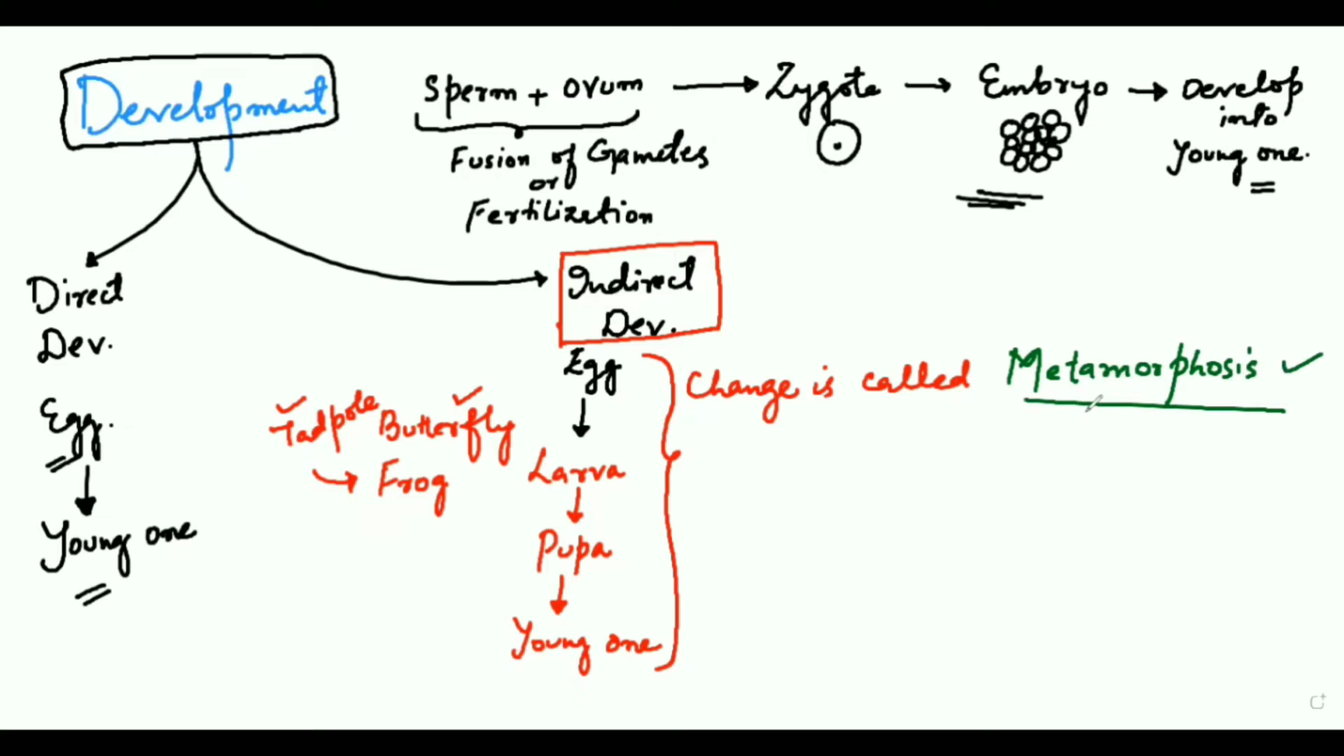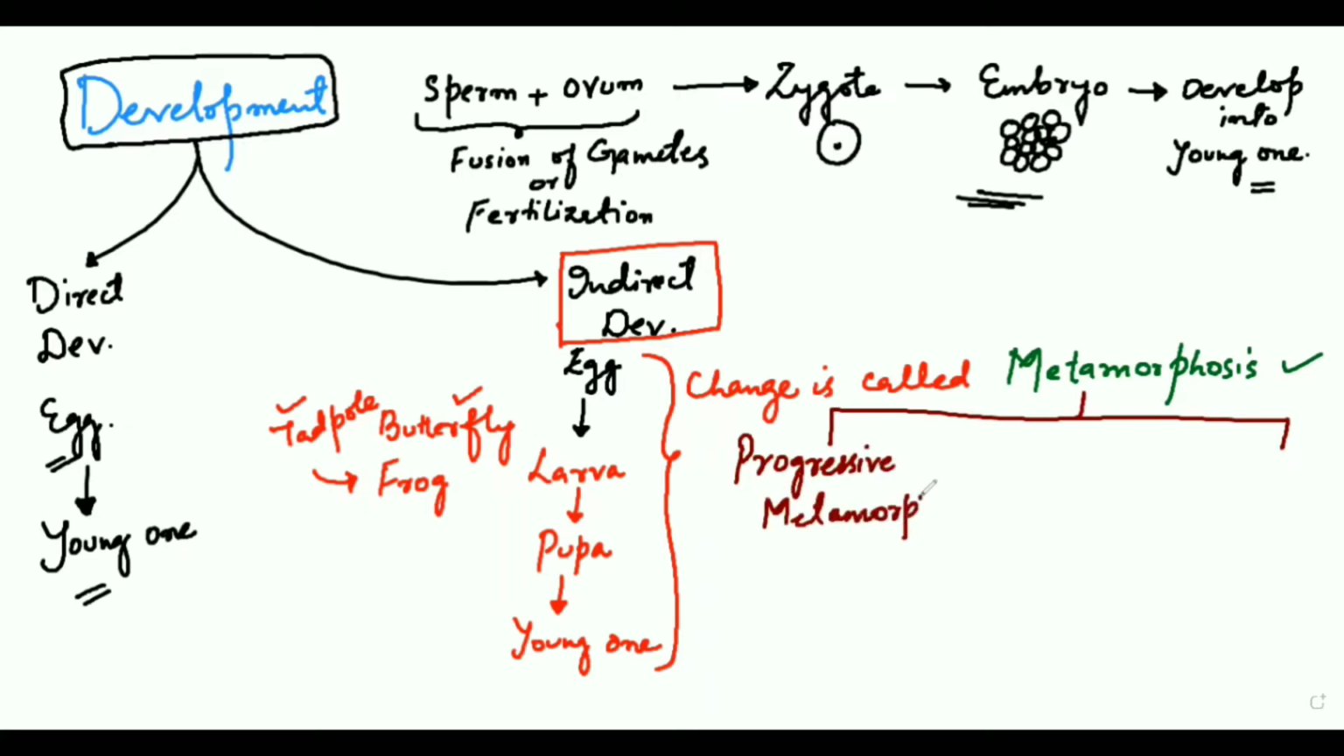Okay. So you'll see that metamorphosis is also of two types. Now, what are those types? So let me quote. Metamorphosis is again of two types, very simple. You have progressive, some animals showing progressive metamorphosis, and some animals showing retrogressive metamorphosis. So you have progressive metamorphosis and retrogressive metamorphosis. These are the two types.